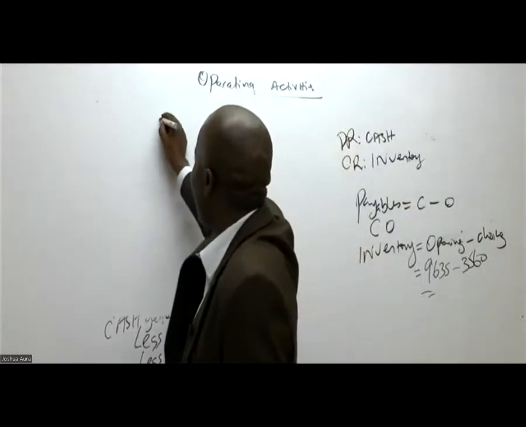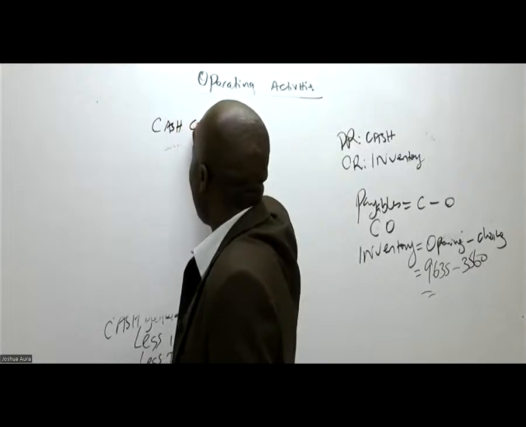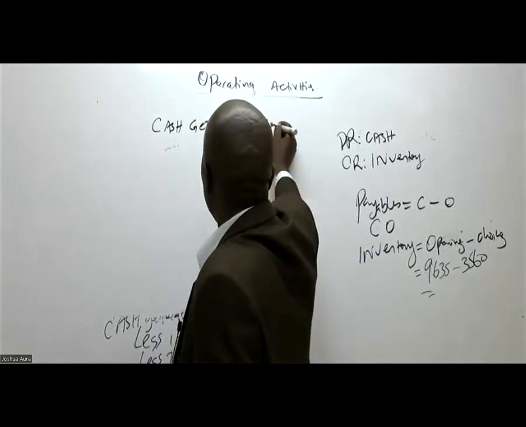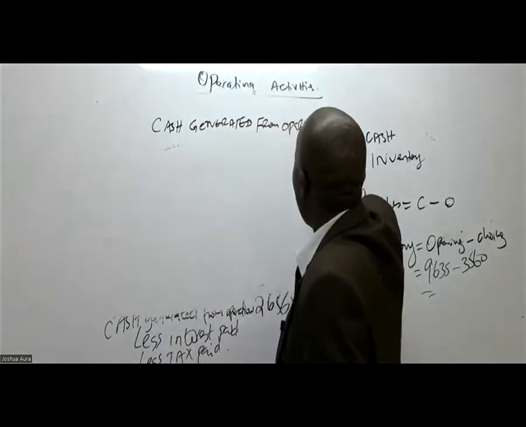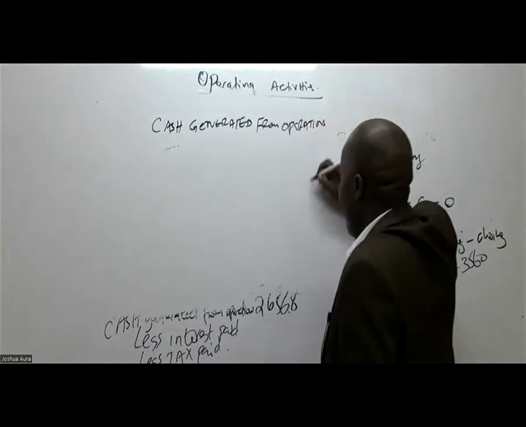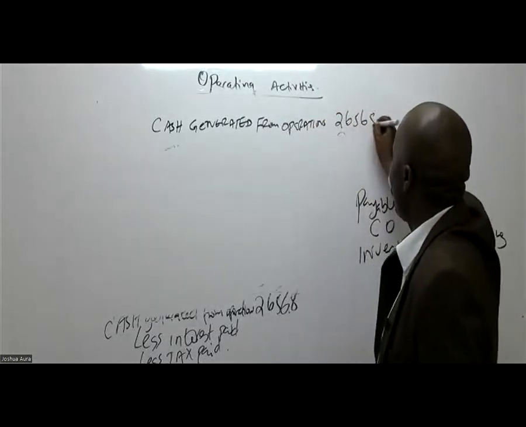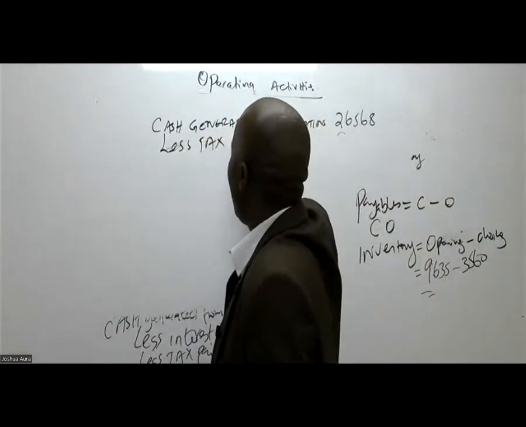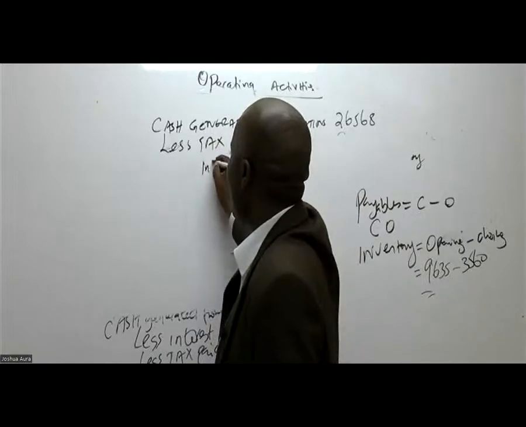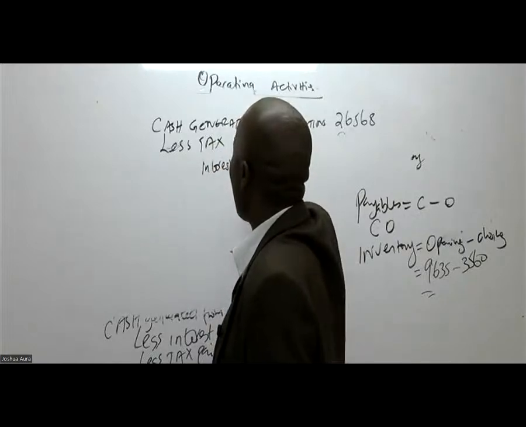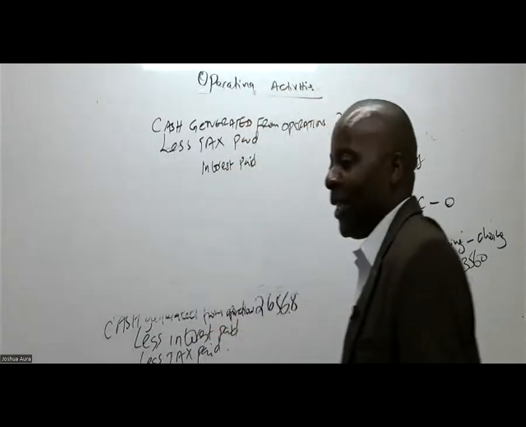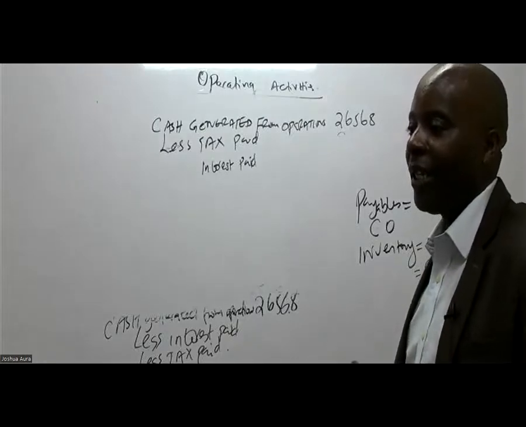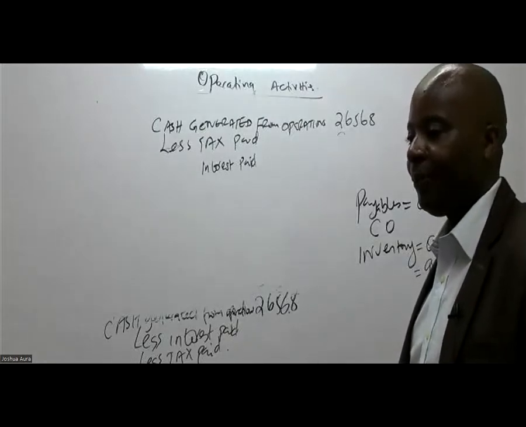So we have here cash generated from operations, 26,568, and then we are required to less tax paid, and then interest paid. If you wish, you can also pay dividends out of here, but nowadays dividends, according to IAS 7, should go under investing activities and financing activities.